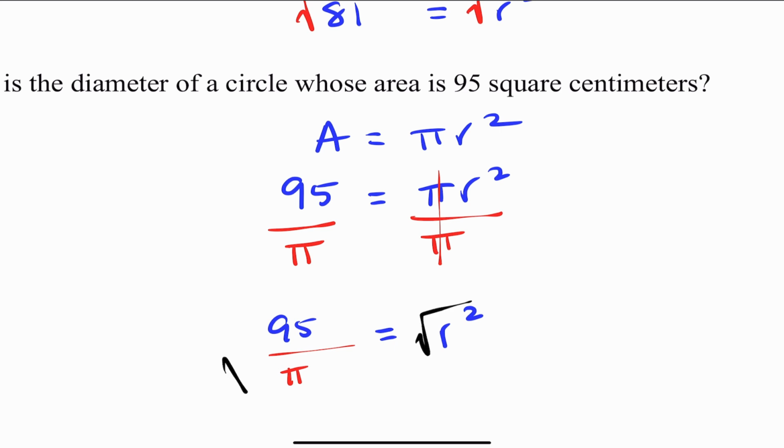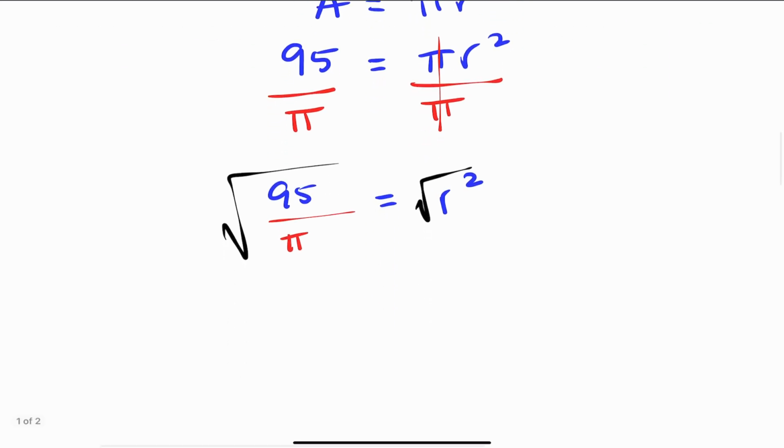Take the square root. See, what we're going to have on the right-hand side of the equal sign is r. Then I have the square root of 95 divided by pi. So what I want you to do with your calculators is just input square root of 95 divided by pi. Do not input 3.14. Find the pi button on your calculator. So the square root of 95 divided by pi.